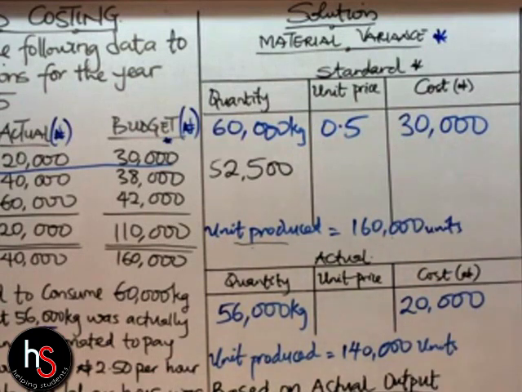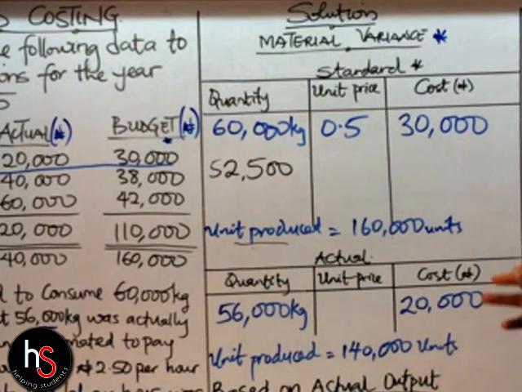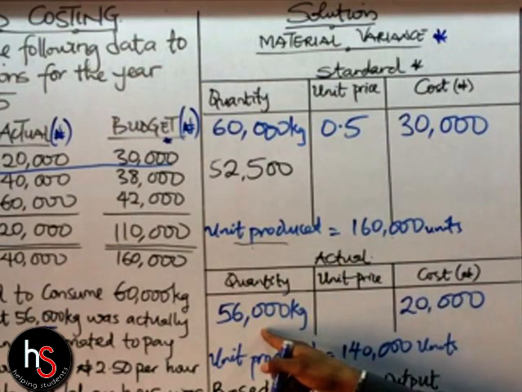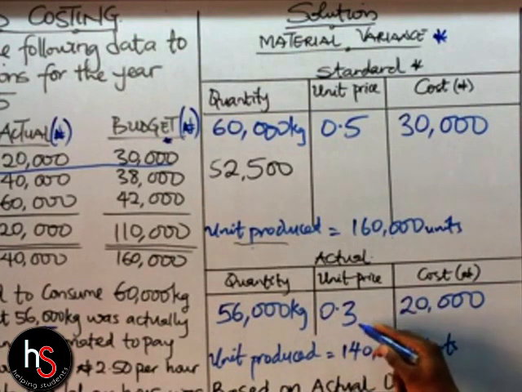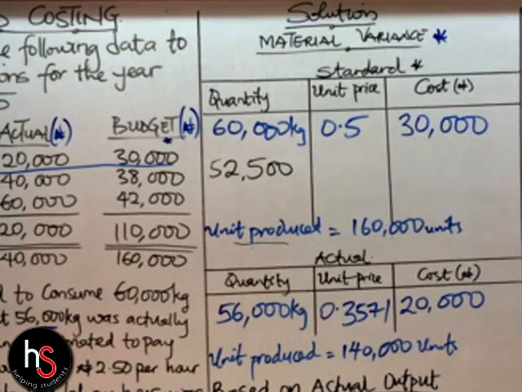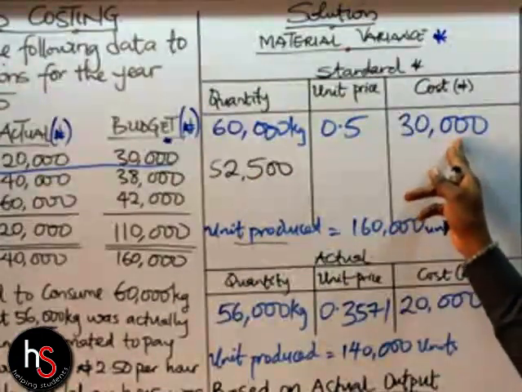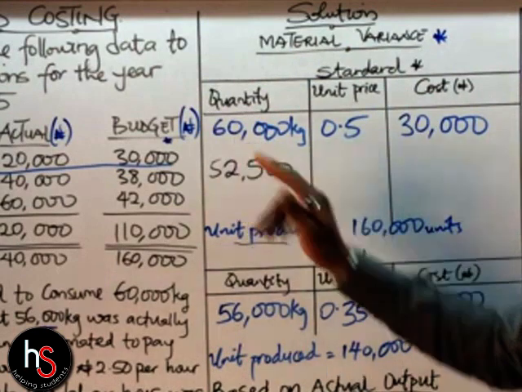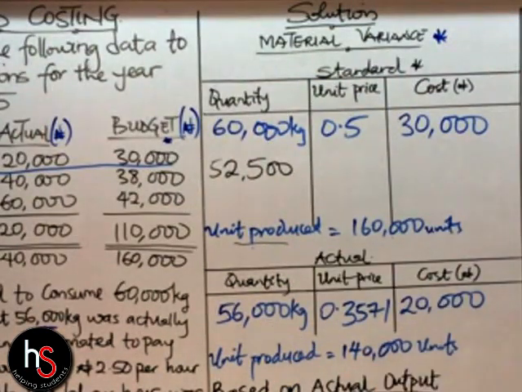Our unit price is 0.5. The same thing applies here: 20,000 divided by 56,000 kilogram. It gives us 0.3571. Take note, it is not 60,000 divided by 30. No. It is 30,000 divided by 60,000 kilogram, and 20,000 divided by 56. It gives you the value for the unit price.